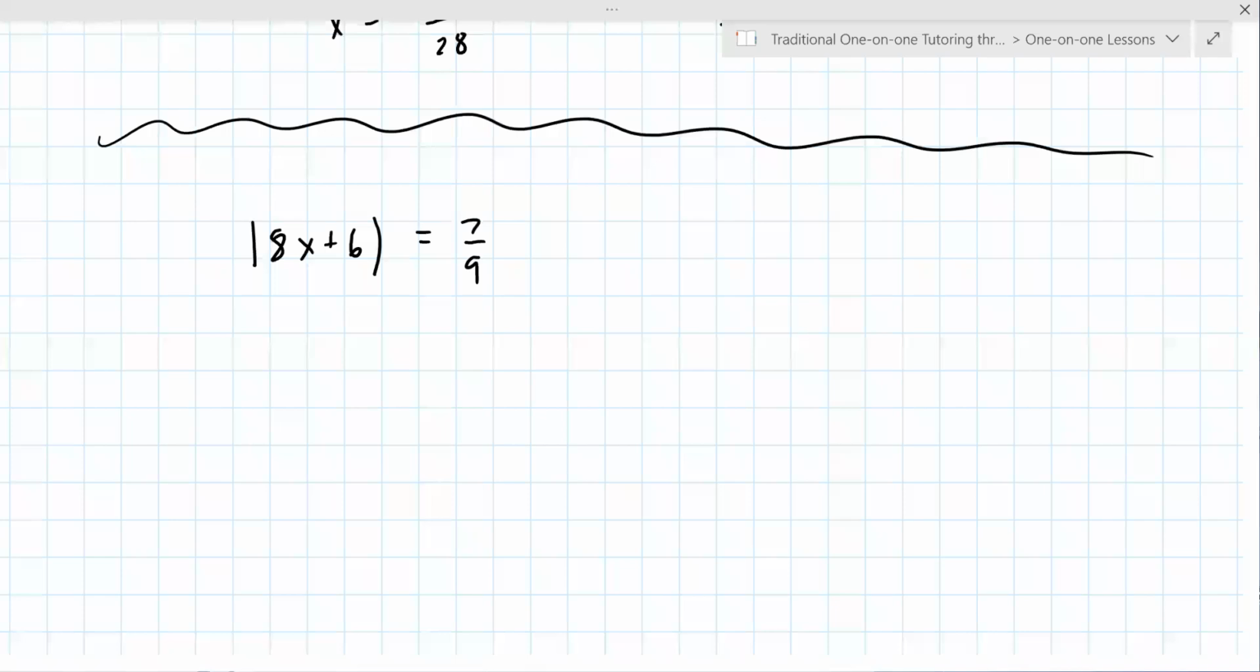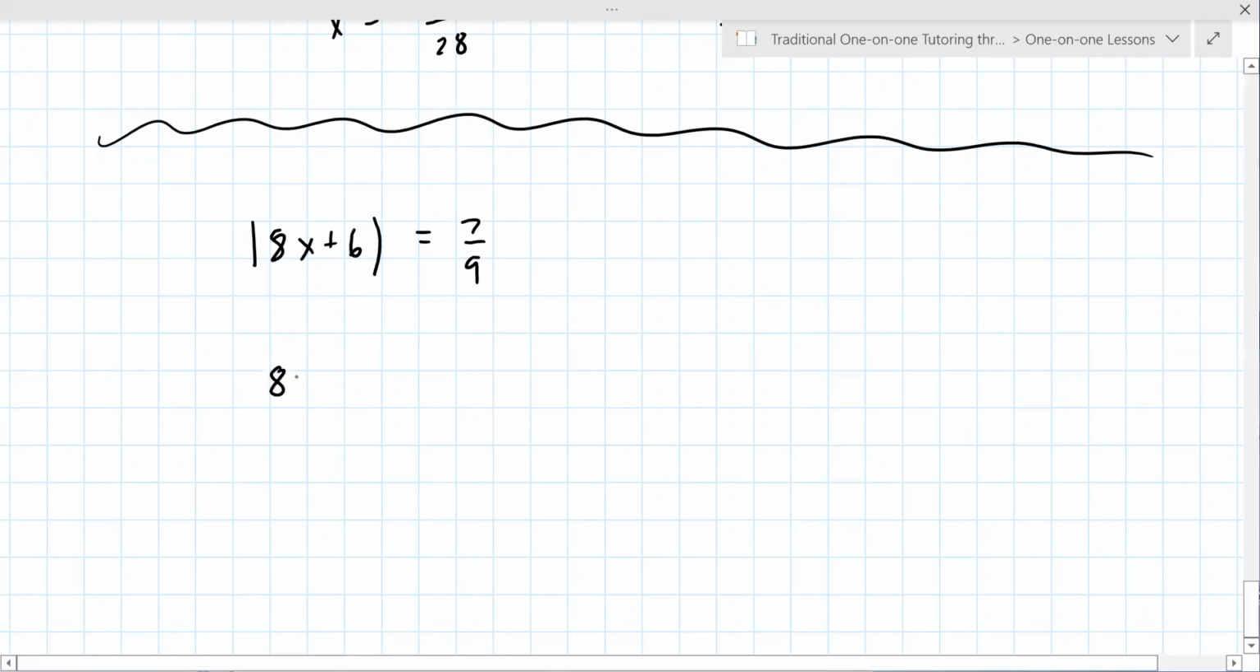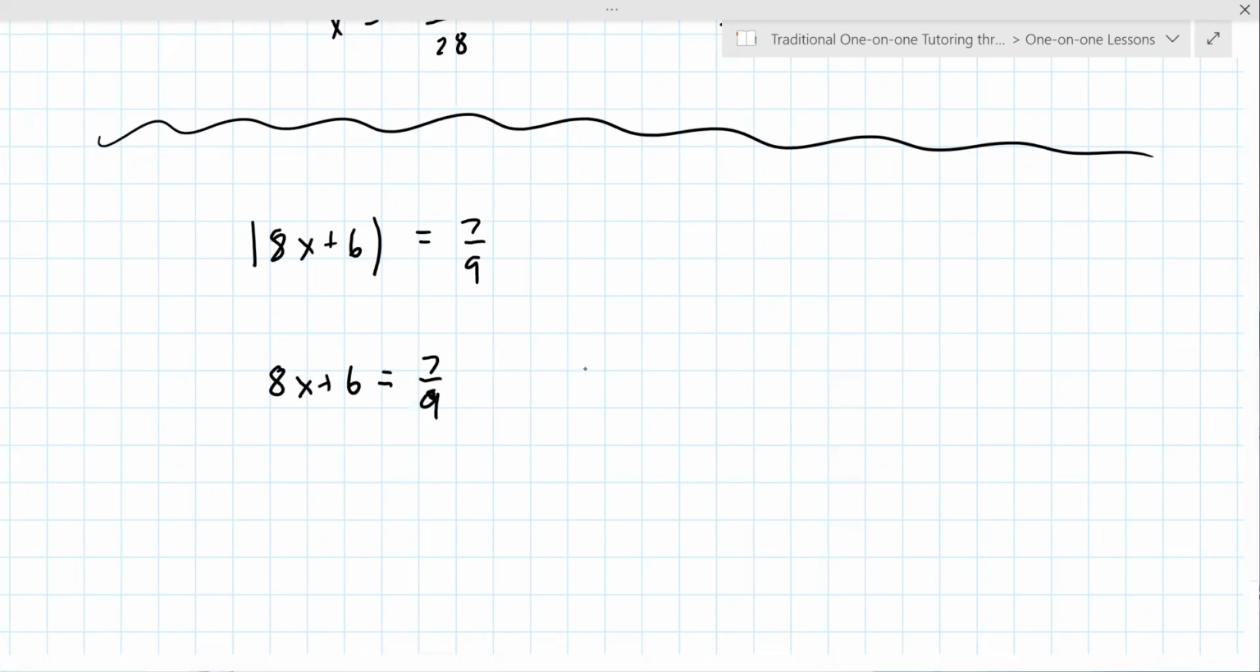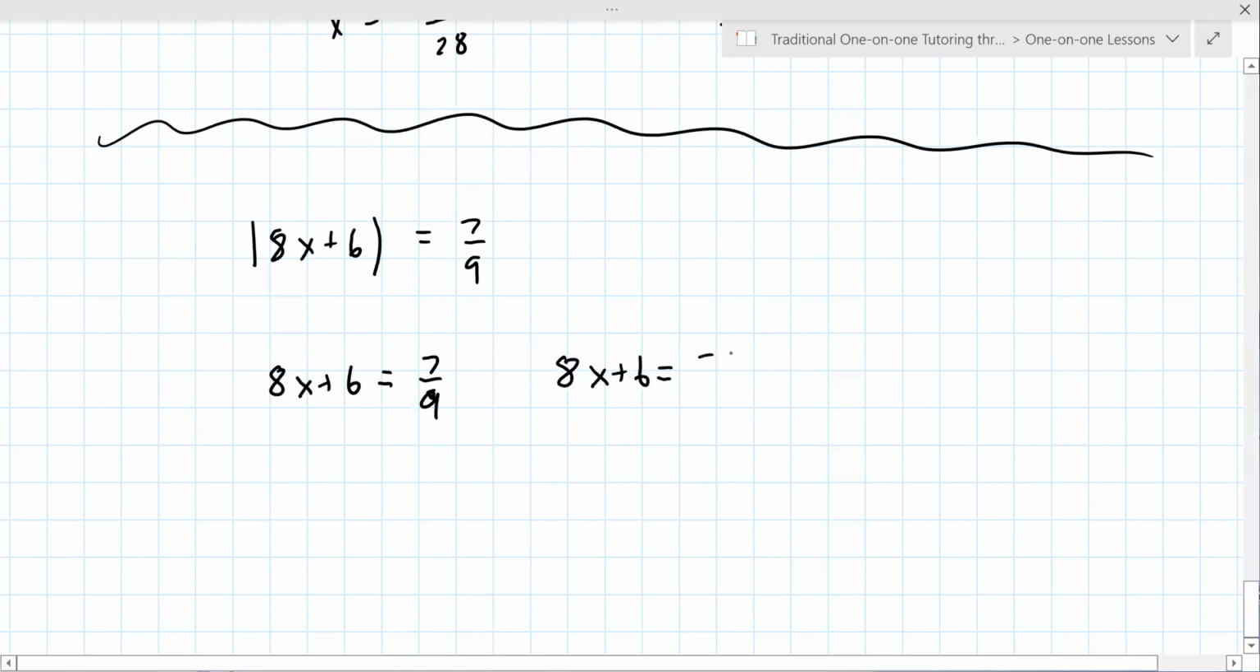Okay. So the first equation would be 8x plus 6 equals 7/9. Okay, and the other one? So for the negative one, would it stay the same, but it's negative 7/9? Yes, exactly. That's something you maybe haven't seen in a while, but whenever you have an equality like this, it's always the case.